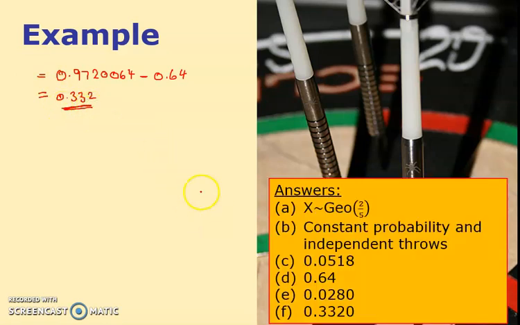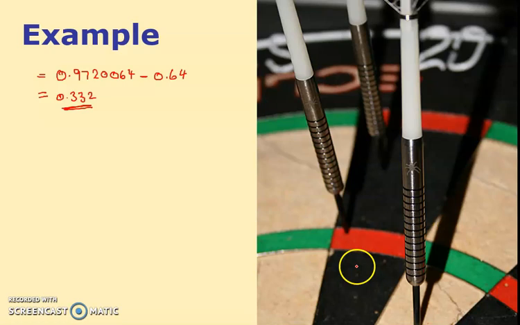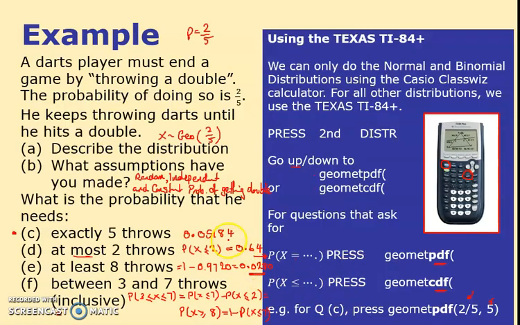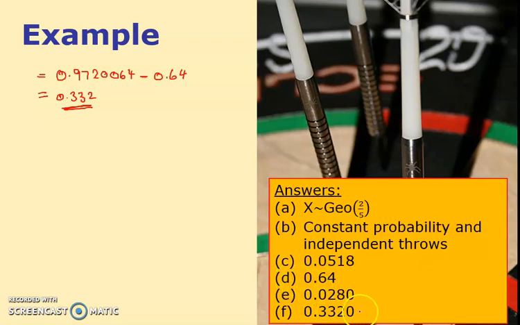So what my answer is, oh, interestingly, I've done it to 4dp here, but I didn't need it. 518. Is that what I got? 518, yes, I did 5184 there. 0.64, 0.280, and so yes, all of those are right. Constant probability, independent throws, and random as well, I suppose.